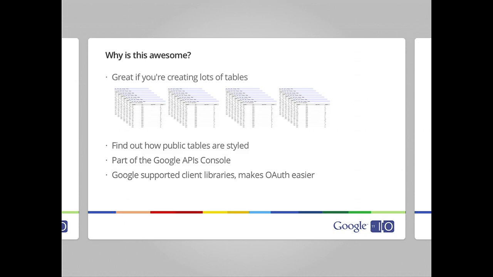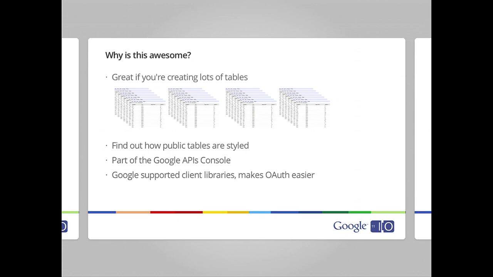And so why is this awesome? This is really great if you're creating lots of tables. So I was recently working with the census data, and there's a ton of census data. I think I created around 200 different tables. And if I wanted to go into the UI and update the style for all these tables, it would take a very, very long time. So what I could do instead now is use the API to create the table and then immediately apply a style or a custom info window to this table while it's just in the code. So it saves a lot of time in these cases.